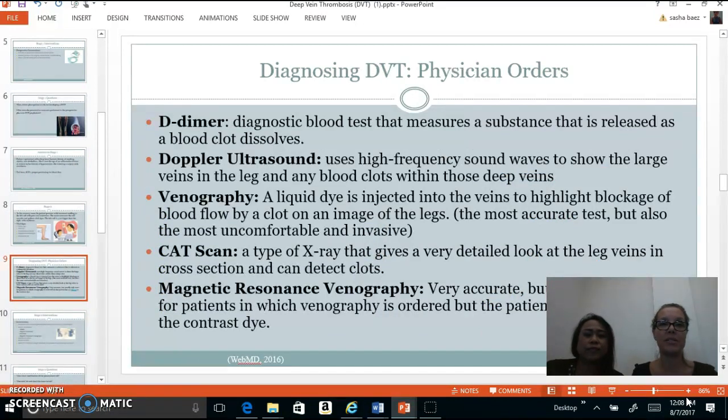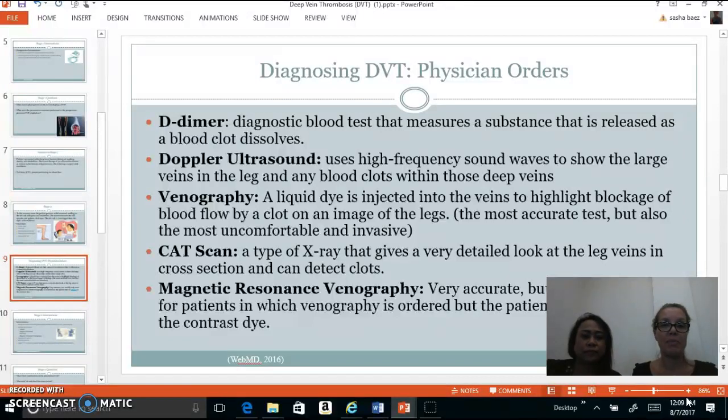The following are diagnostic tests ordered by the doctor. D-dimer, a diagnostic blood test that measures a substance that is released as a blood clot dissolves. Doppler ultrasound uses high-frequency sound waves to show the large veins in the leg and any blood clot within those deep veins. Venography: a liquid dye is injected into the veins to highlight blockage of blood flow by a clot on an image of the legs. This is the most accurate test, but also the most uncomfortable and invasive.